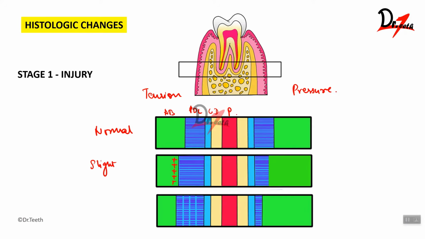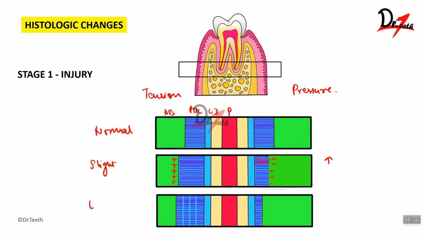Whereas on the pressure side, you can see widening of the PDL. So each fiber here is much wider in case of the pressure side, and there is resorption of the alveolar bone on the pressure side. Along with that, the number of blood vessels is increased, but these blood vessels are reduced in size. So the number is increased, but the size is reduced.